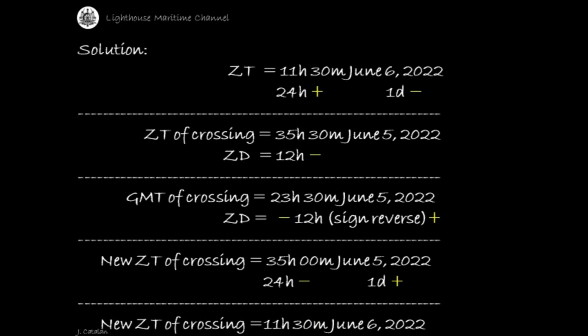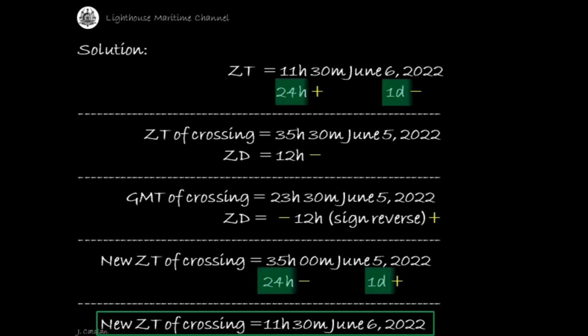Added by the ZD, which is equal to 12 hours. The result is the new ZT of crossing, which is equal to 35 hours 30 minutes on June 5, 2022. Add 1 day to the date and subtract 24 hours. The result is the new ZT of crossing, which is equal to 11 hours 30 minutes on June 6, 2022.